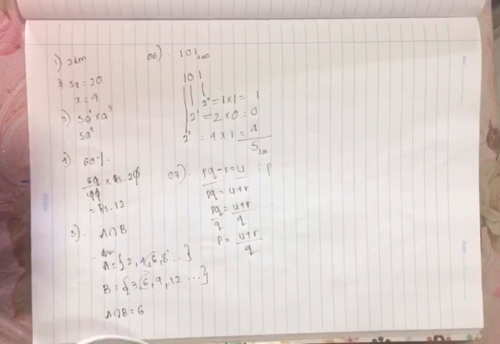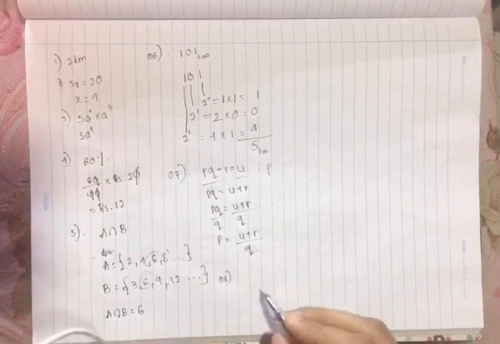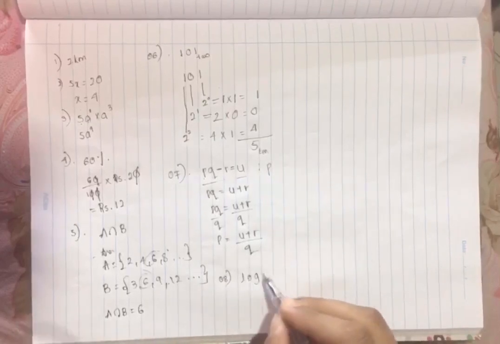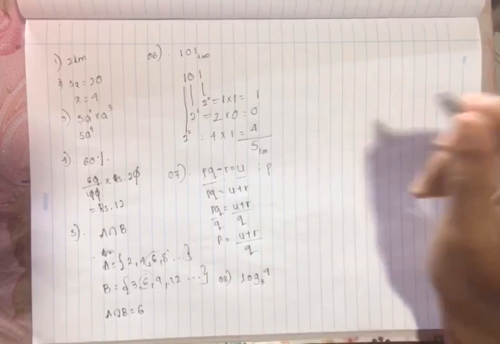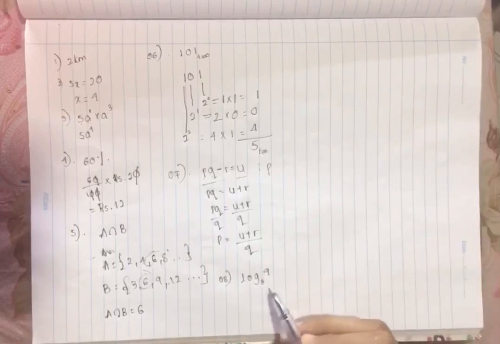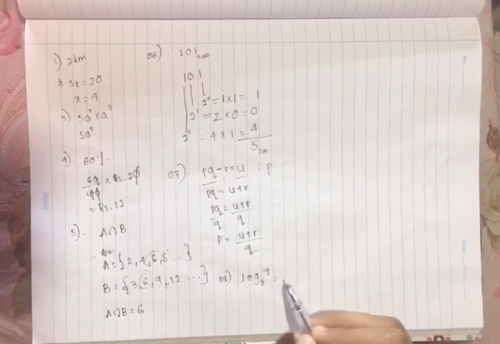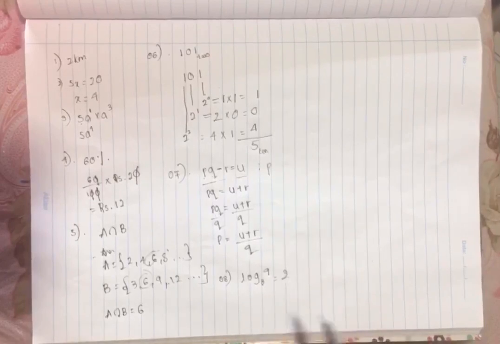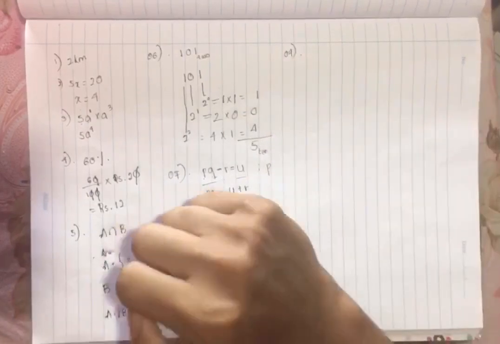So what is the 8th question? They have asked you to simplify. This is easy. A log question. They have said log of 9 to the base 3. You have to get the answer. How do we find out? You have to check 3 to the power what number will give you 9. How much is it? 3 to the power 2. Therefore the answer is 2. Okay, moving on to the 9th question.